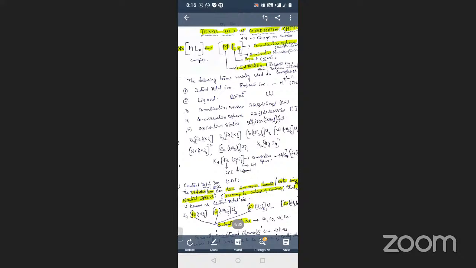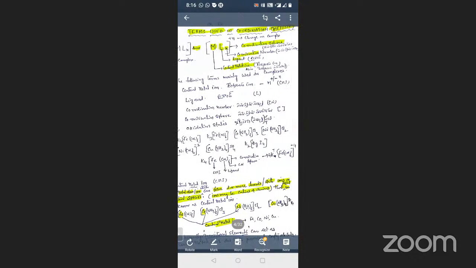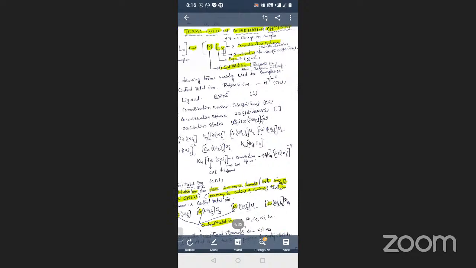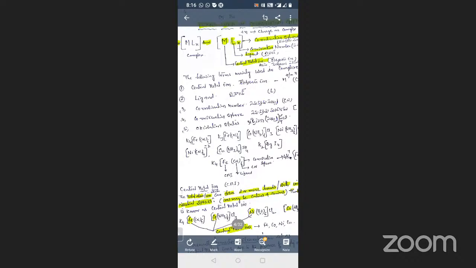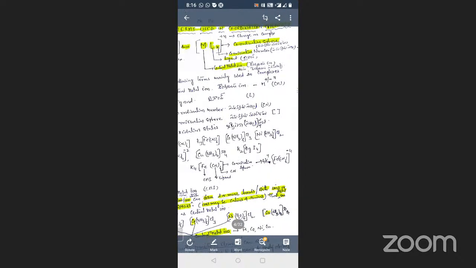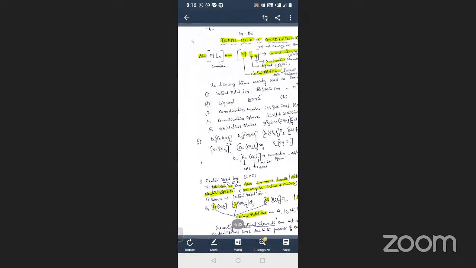Fe is the central metal ion, CN is the ligand, the 6 is the coordination number. The square bracket is a coordination sphere. Here potassium is the cation. If it undergoes ionization, we get 4 moles of potassium and the FeCN6 ion. I will explain that in detail later. Now we will go for number 1, the central metal ion.